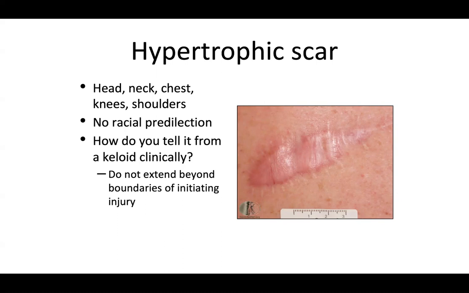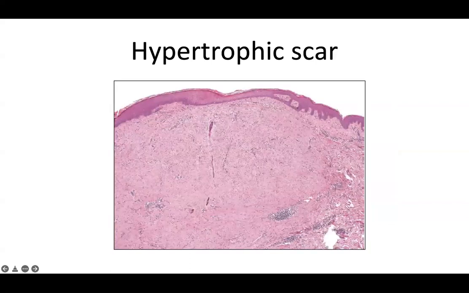How do you tell it from a keloid clinically? So this does not, as I said, extend beyond the boundaries of the initiating injury. So clinically, there's a definition of hypertrophic scar versus keloid. And you can see similarities with the keloid where you've got these nodular proliferations of fascicles, fibroblastic cells, and vertically oriented vessels can be seen as in a normal scar as well. So it looks like a normal scar, but more robust in terms of its fascicular nodular pattern. You also see the epidermis overlying the scar has a loss of the rete ridge architecture.